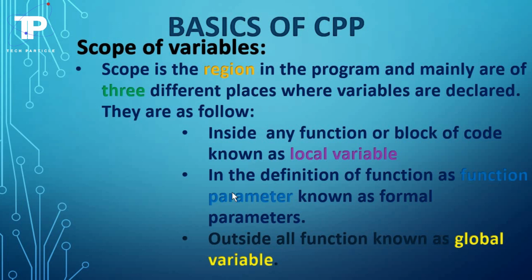The very first one is a variable initialized inside any function or block of code, known as a local variable. The second one is a variable defined as a function parameter, known as a formal parameter. And the third one is a variable defined outside all functions, known as a global variable. Now we will discuss one by one.